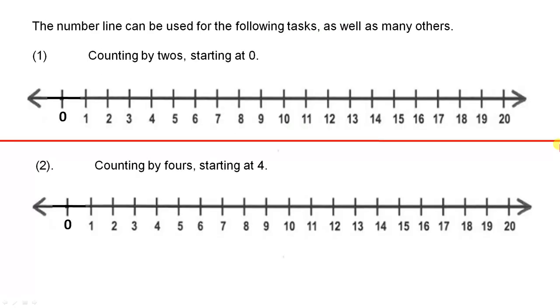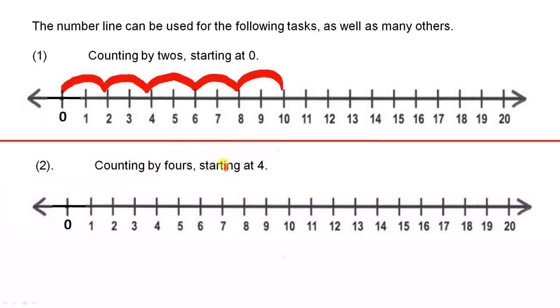The number line can be used for the following tasks as well as many others. Counting by 2s starting at 0. So if we start at 0, we can do things like 2, 4, 6, 8, 10, and so on. We can continue on as far as we like.